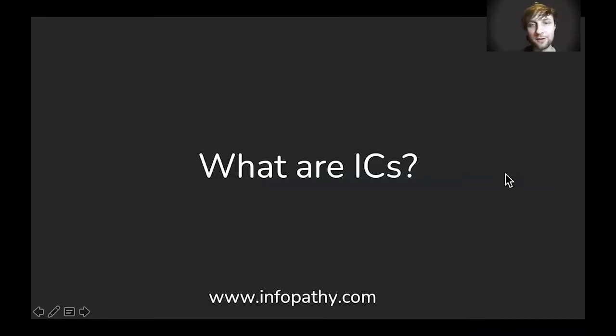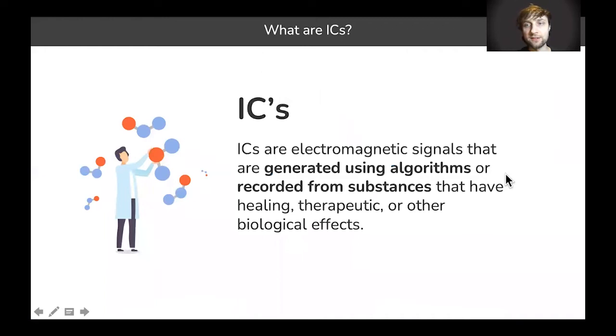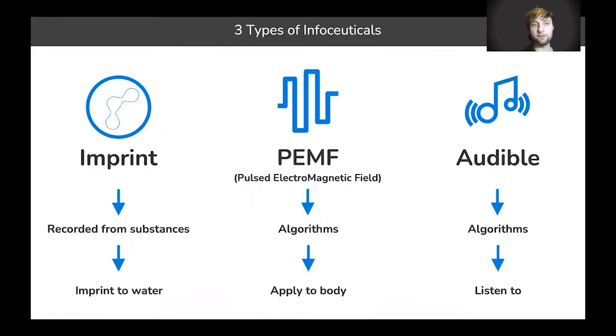Just to remind you, ICs are electromagnetic signals that are generated using algorithms or recorded from substances that have healing, therapeutic, or other biological effects. Currently on Infopathy, we have three types of these signals. They're different in how they're created, and they have different primary, so-called most efficient, application methods.